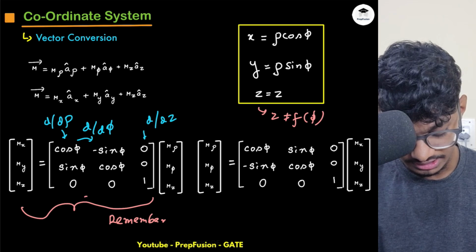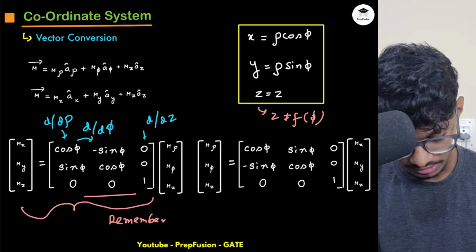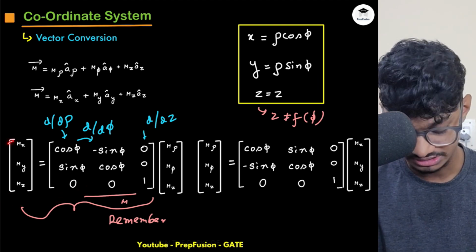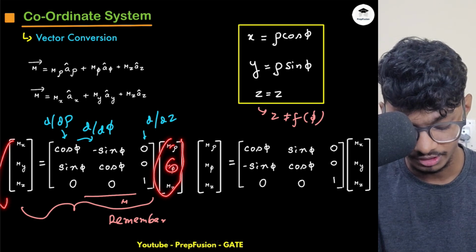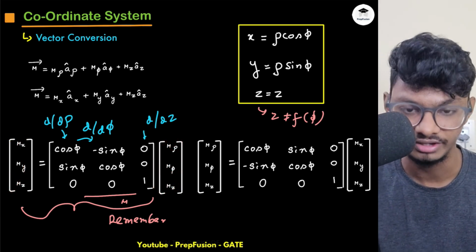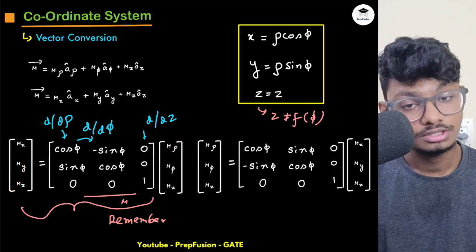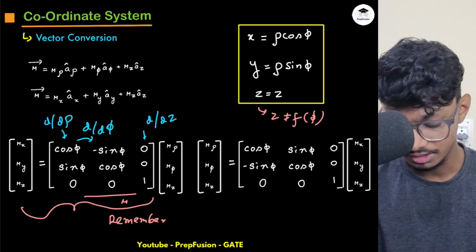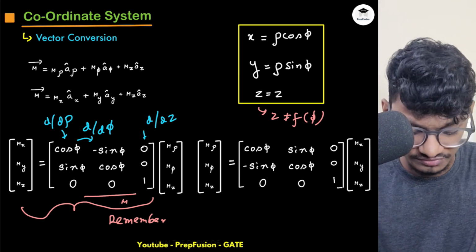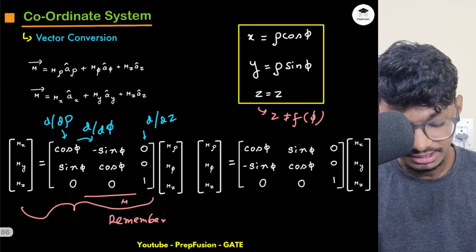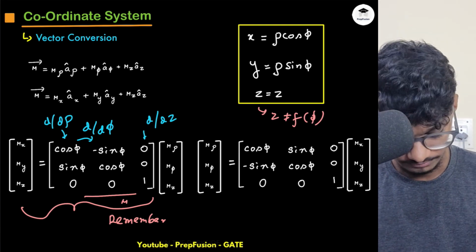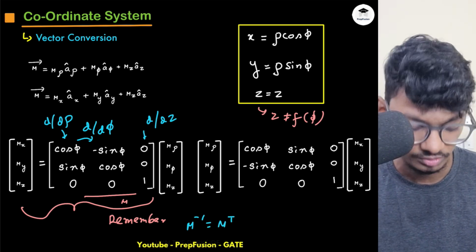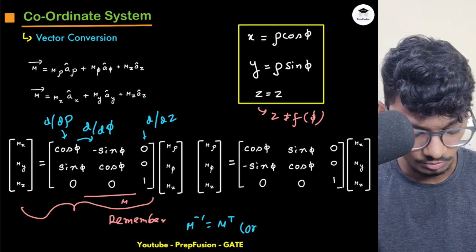Now this, let's say, is some matrix M. Now I have to multiply by M inverse on both sides. Then I will get the components rho, phi, z in terms of x, y, z. So this is my M inverse basically. And one basic property of this type of vector conversions is that the M matrix will be orthogonal, so hence M inverse will be M transpose. That is the property of orthogonal matrices.